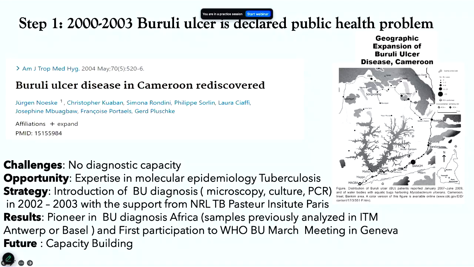So at that time, we decided, based on the opportunity that we had this molecular capacity with the support of the National Reference Laboratory in Pasteur, Paris, to introduce Buruli ulcer diagnosis in our lab. So we succeeded to introduce Buruli ulcer, and we started doing molecular diagnosis in our own lab.